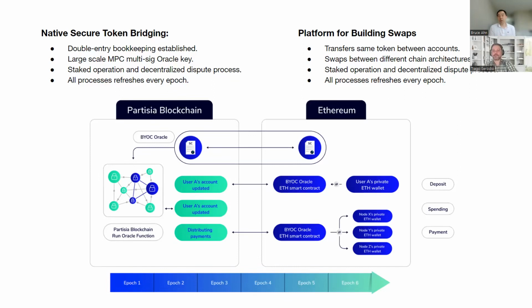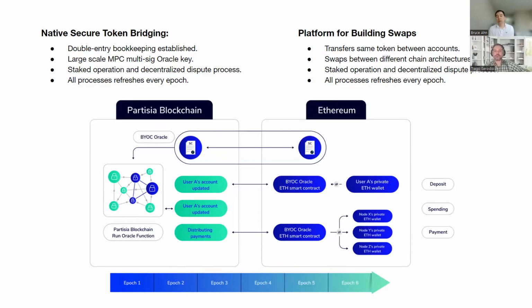So all of this is possible through our Hermes bridge. It's basically a bridge that allows you to take any asset in a different chain and bridge it across into the Partisia blockchain ecosystem. It is a double entry bookkeeping system, which is protected by our multi-party computation multi-sig oracle key. And all of these stakes and all of these different assets that are being transferred are protected by a collateralized oracle service, which each process is refreshed every epoch, which is very different than the other bridging mechanisms that you see in other chains.